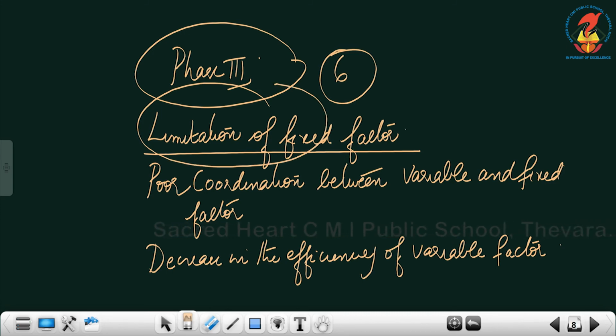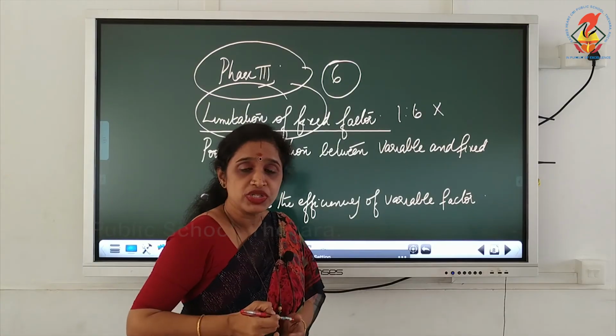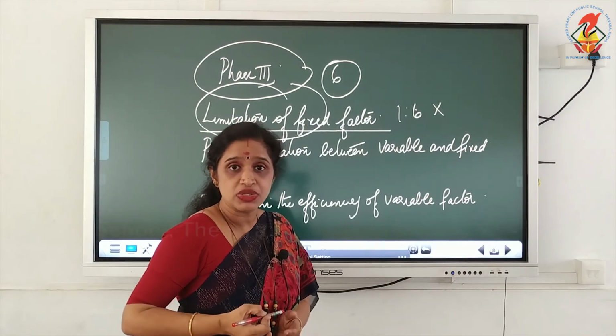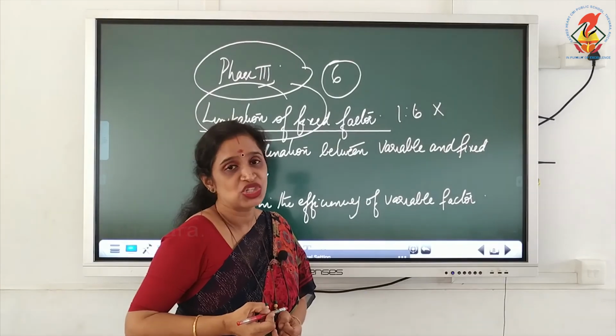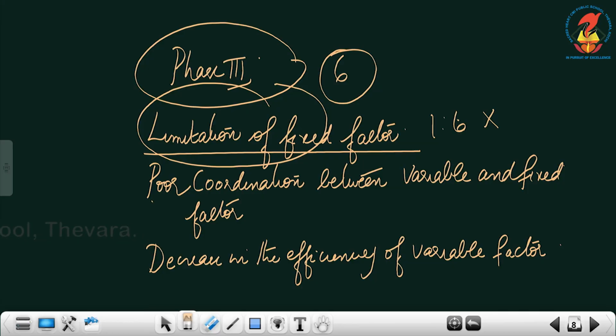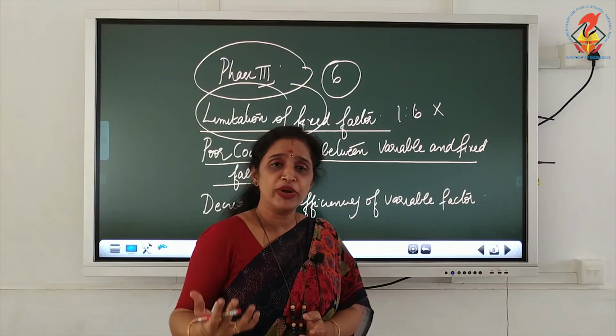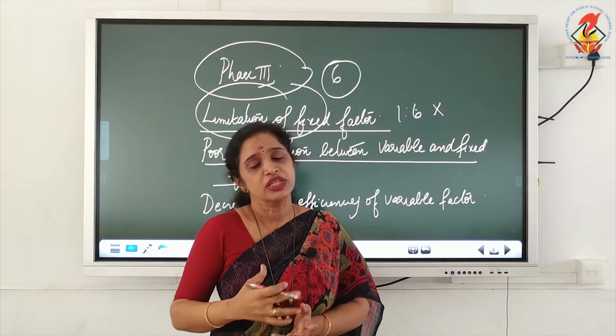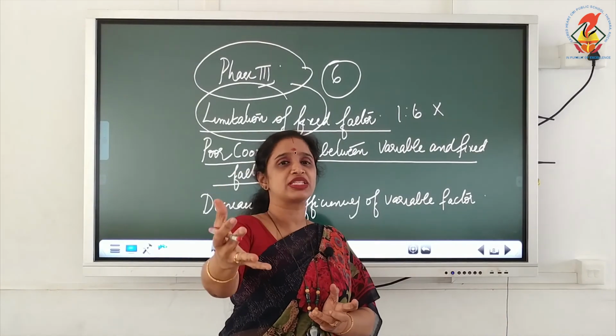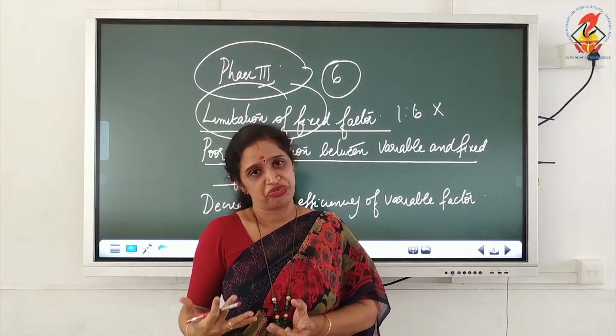Fixed factor has to be combined in the proper ratio. 1:6 is not a proper ratio, isn't it? Either 4:6 or 6:6, that has to happen. This is not a proper combination. Poor coordination between variable and fixed factor. Nobody knows what to be done. So there is no proper coordination between the fixed factor and variable factor.